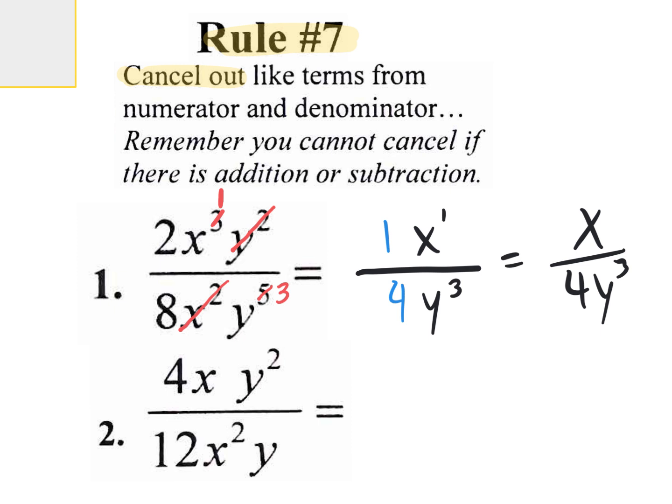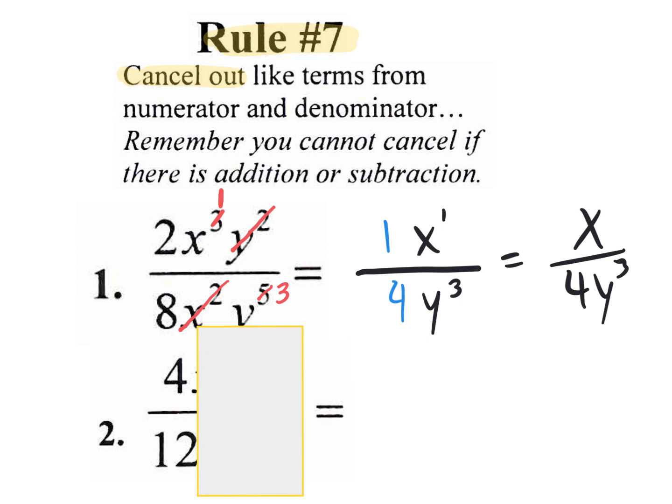Let's move on to this bottom one. What could I cancel? Actually, let's look at the numbers first. 4/12. What does 4/12 reduce down to? 1/3. Right? I mean, think about it. You could divide by 4, right? Divide by 4 and you'll get a 1 up there. Divide by 4 and you get a 3 down there, right? Yes? 4 divided by 4 is 1 up on top. 12 divided by 4 is 3 on the bottom. So 4/12 reduces down to 1/3.